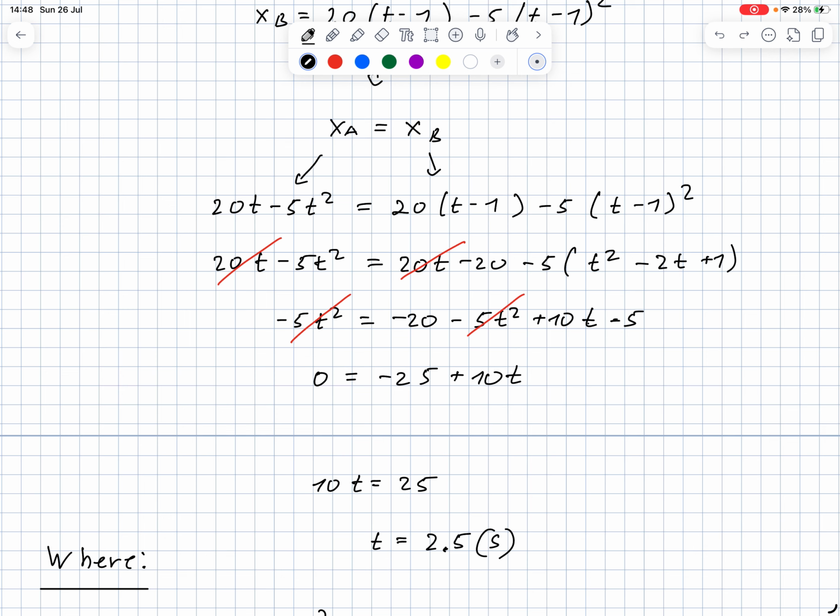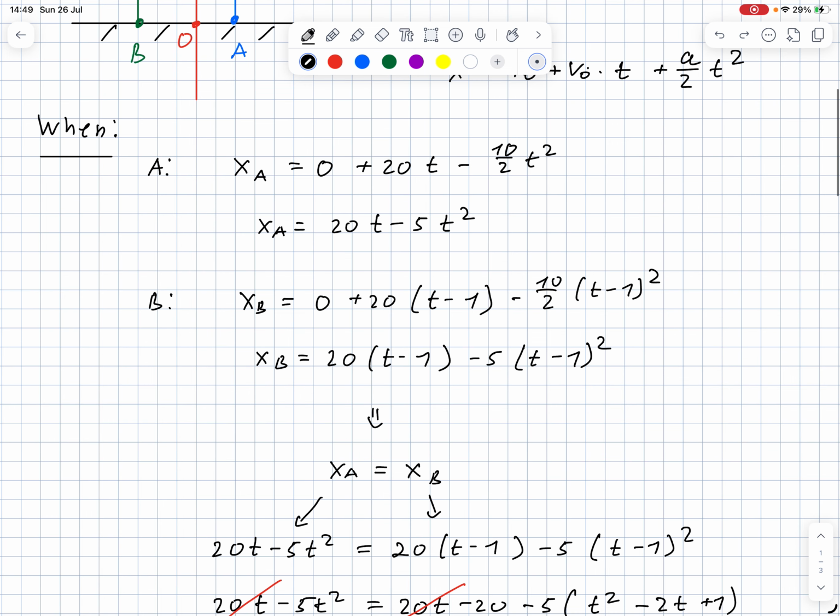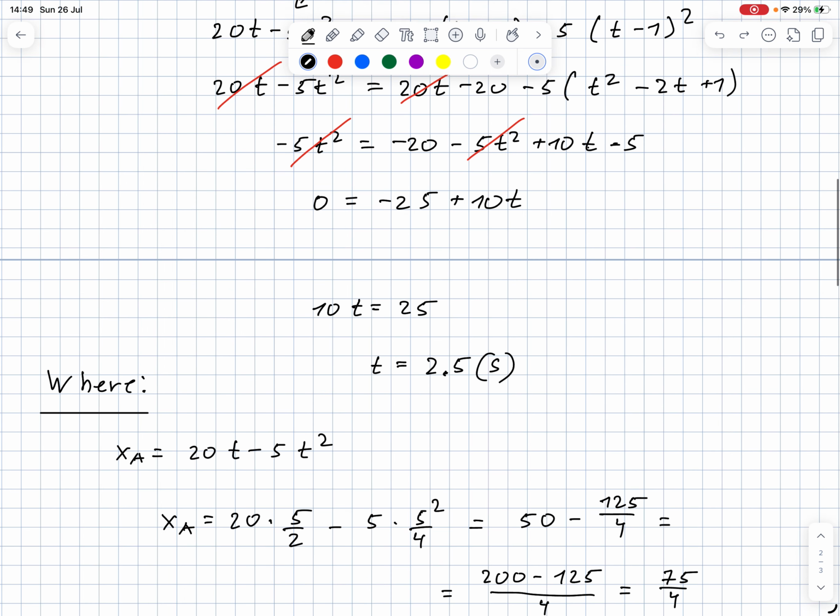But if someone asks what time object B traveled, it will be tB equals 2.5 minus 1, which equals 1.5 seconds. Now, where? We can use the position expression of A or B. This is much easier to use, and we will substitute t by 2.5 seconds, and we will find the same position for both objects.